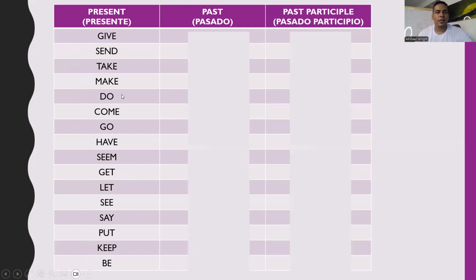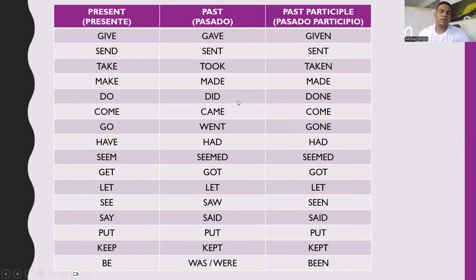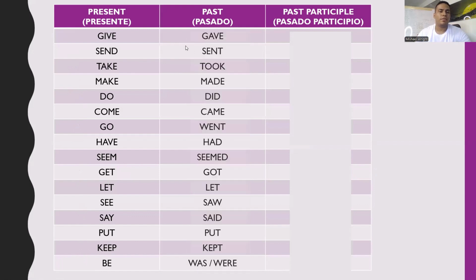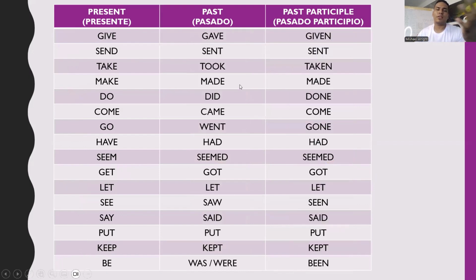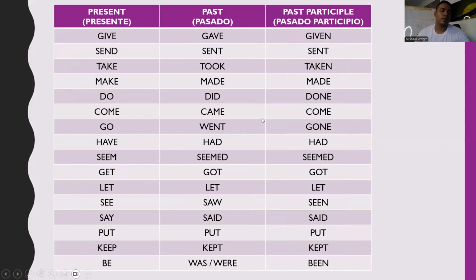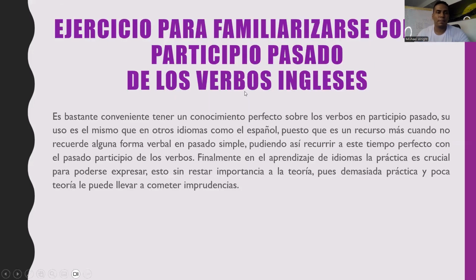So by heart. Okay, there are ways to check it. The first one is that you check the past of each one of these, and then you check the past participle of each one of these. If you want, you can pause the video and revise it. The other one is you check the past participle, and then you check the past. So that's up to you. You decide how to do it. There is an exercise to be more familiar with these verbs. Let's try it right now.